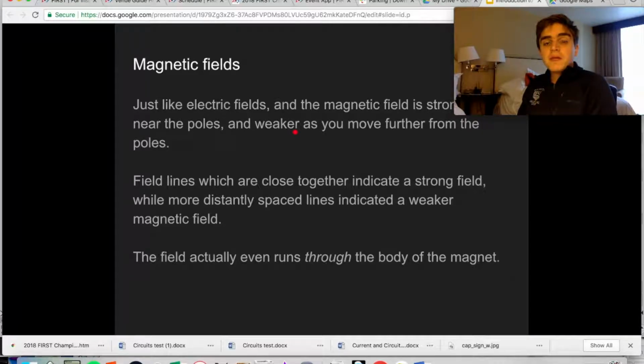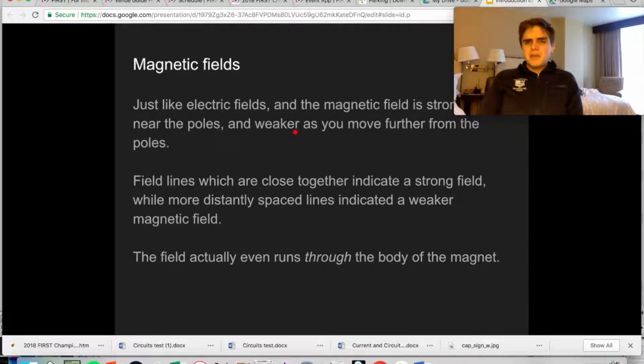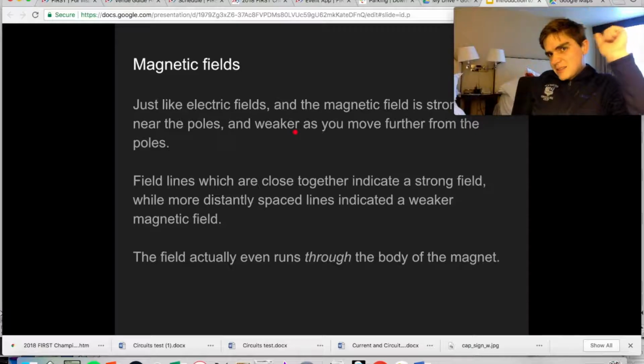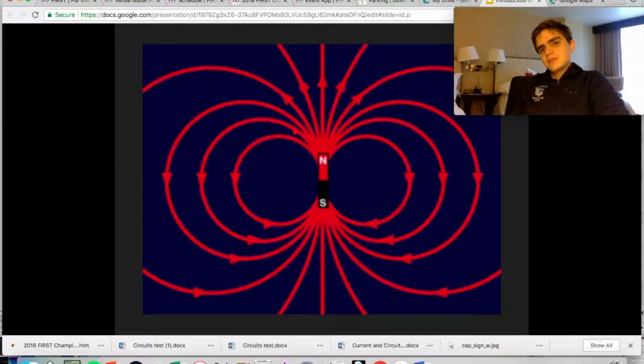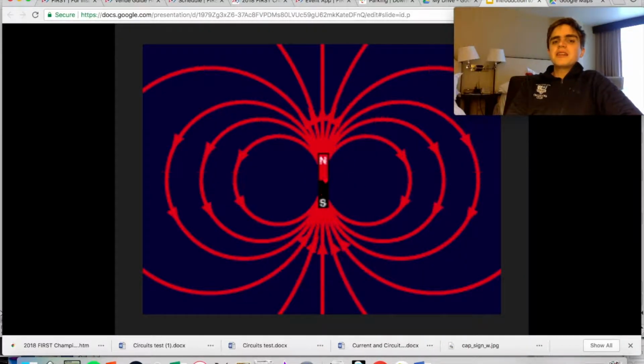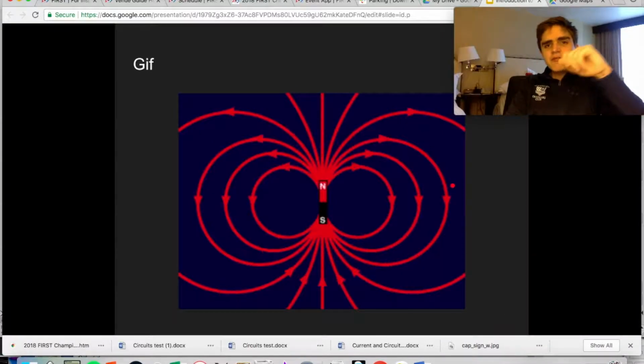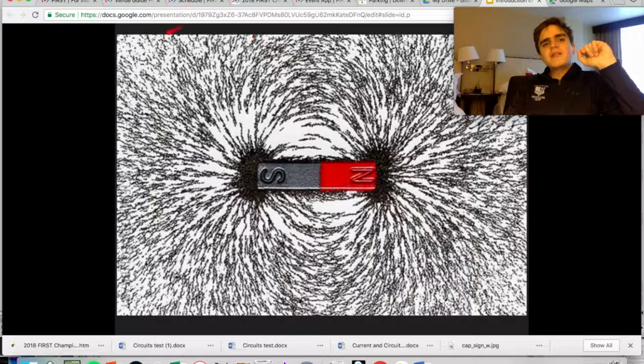One thing that's weird is the field actually runs through the body of the magnet. Because the magnet has a shape and is a piece, we can't just pretend they're little dots. So this magnetic field here, I know the magnet's blocking it, but actually every single line in a bar magnet, every single one of these fields has to go through the middle of this, which is weird.